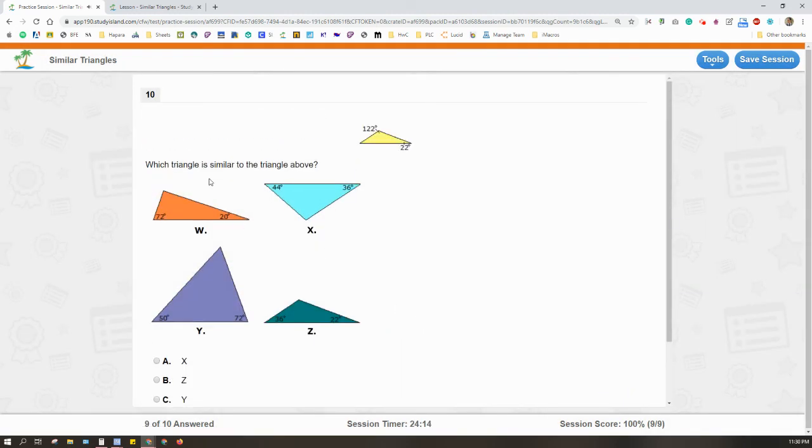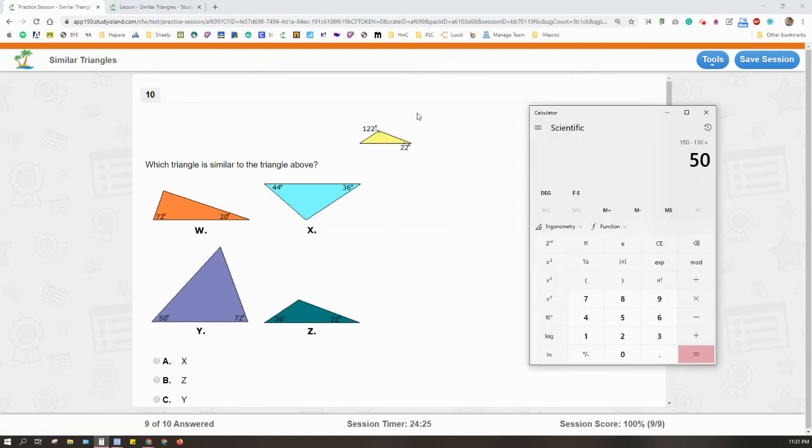Let's do one more. Which triangle is similar to the one above? Again, just like before, we have to figure out what our missing angle is to do this problem. Again, all 3 angles have to add up to 180. It will always be that way. How much do the 3 angles have to add up to? 180. You've got to get that stuck in your head. 3 angles in a triangle add up to 180.